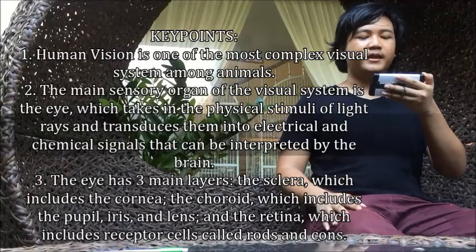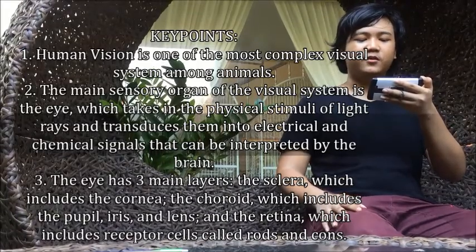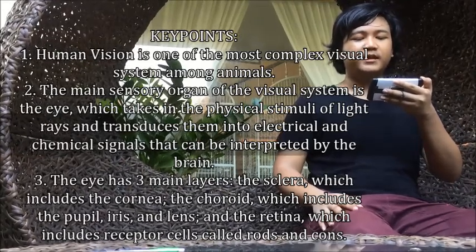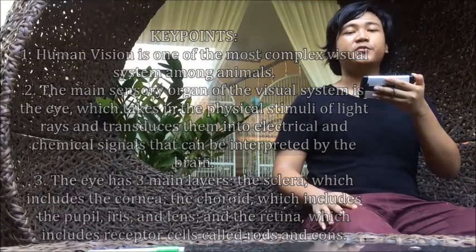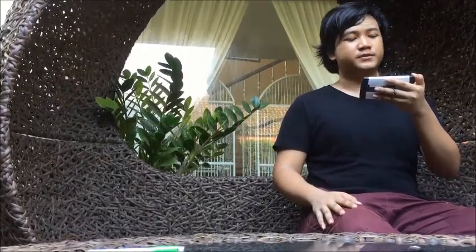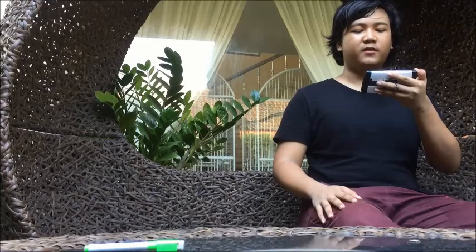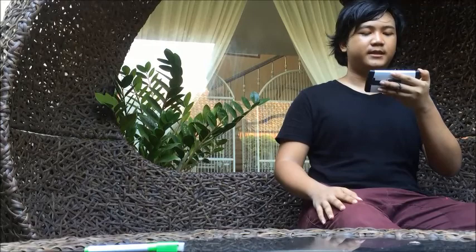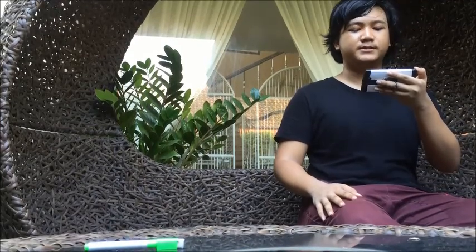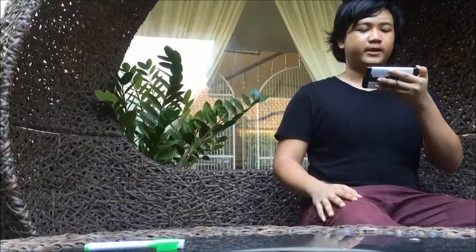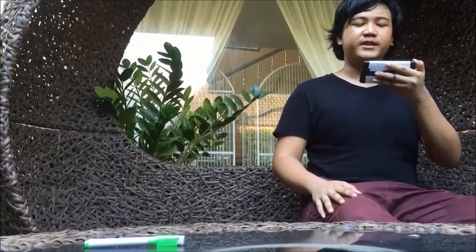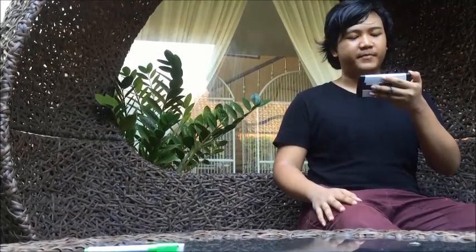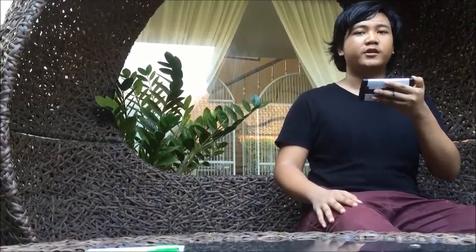The eye has three main layers: the sclera, which includes the cornea; the choroid, which includes the pupil, iris, and lens; and the retina, which includes receptor cells called rods and cones. The human visual system is capable of complex perception, which is initiated by cones in the retina and completed by impulse integration in the human brain. Depth perception is our ability to see in three-dimensional objects and relies on both binocular, or two-eye, and monocular, or one-eye, cues.